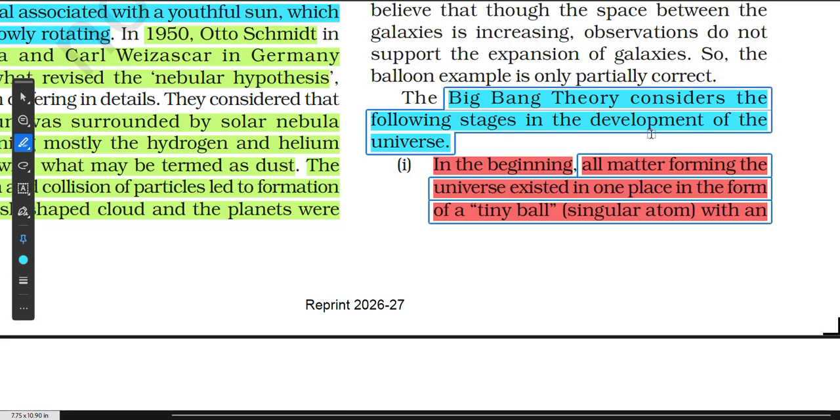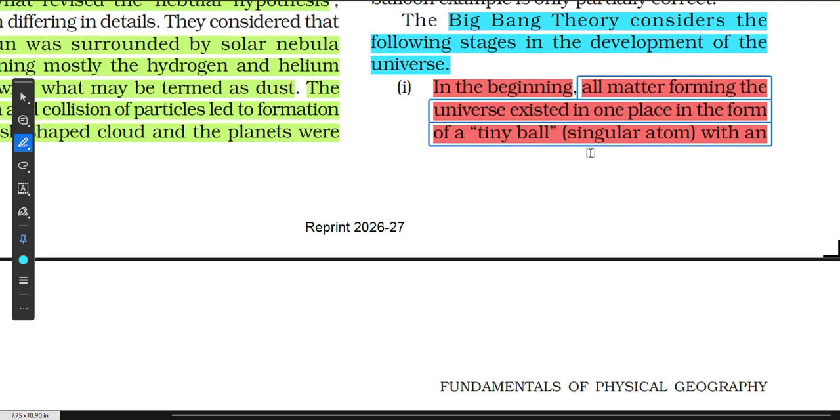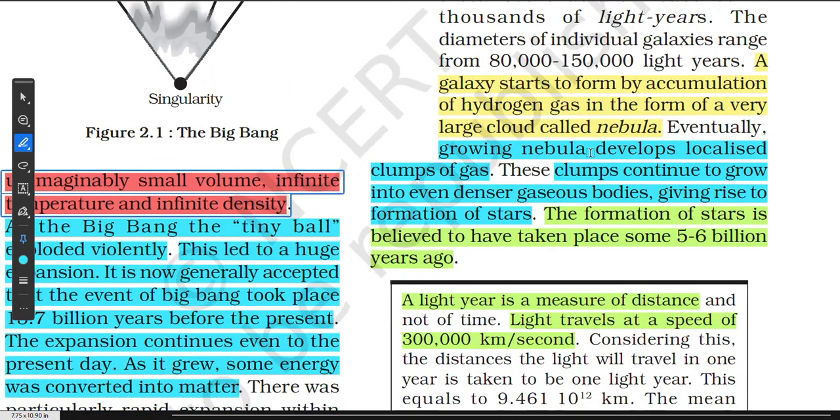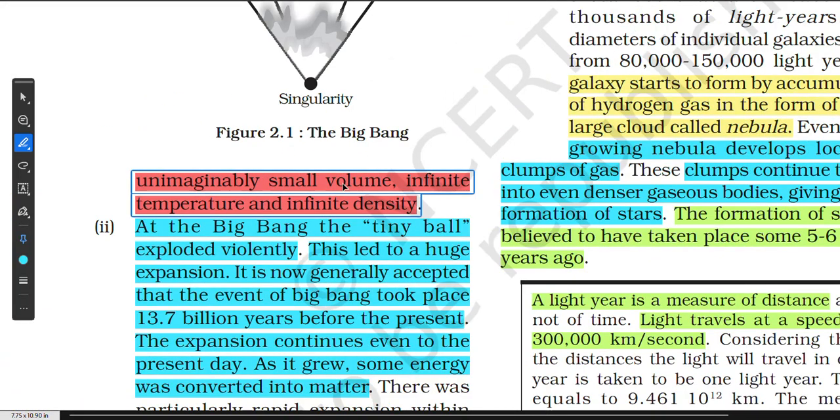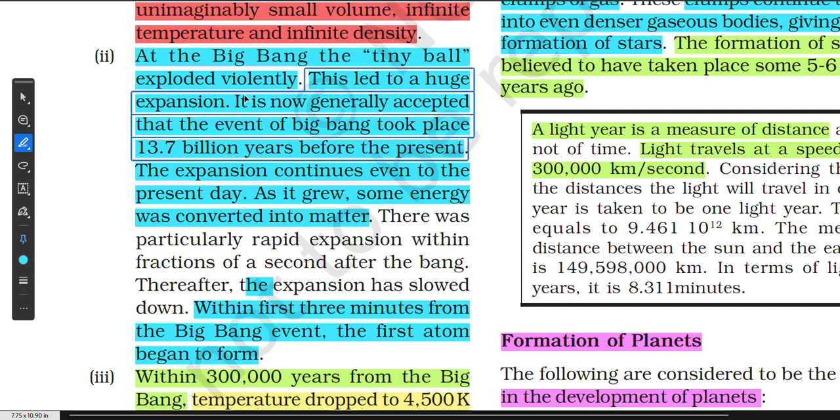Now, there were several stages in the development of the universe according to the Big Bang theory. First, in the beginning, all matter forming the universe existed in one place in the form of a tiny ball, a singular atom, with an unimaginably small volume, infinite temperature, and infinite density. Second, at the Big Bang, the tiny ball exploded violently. This led to a huge expansion.